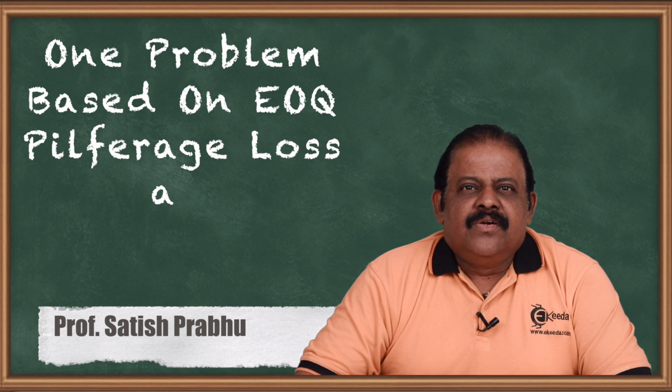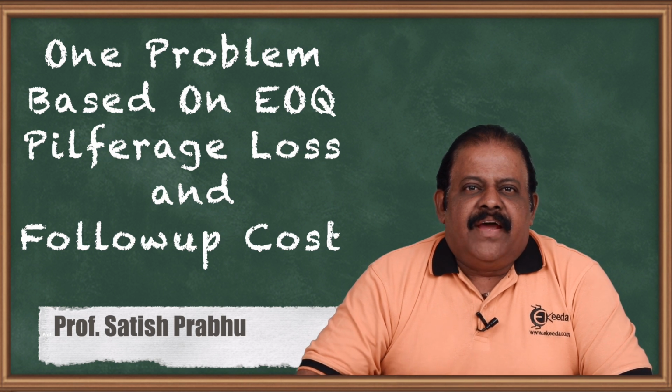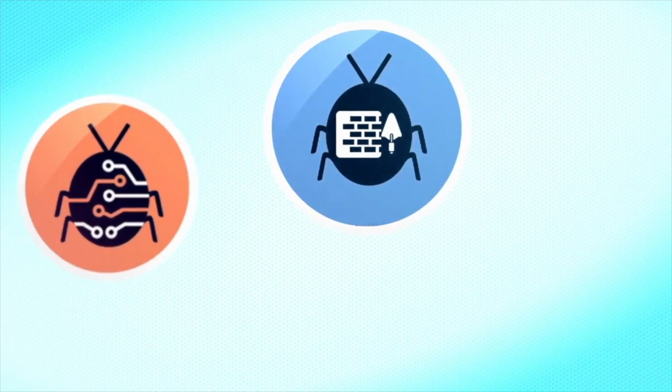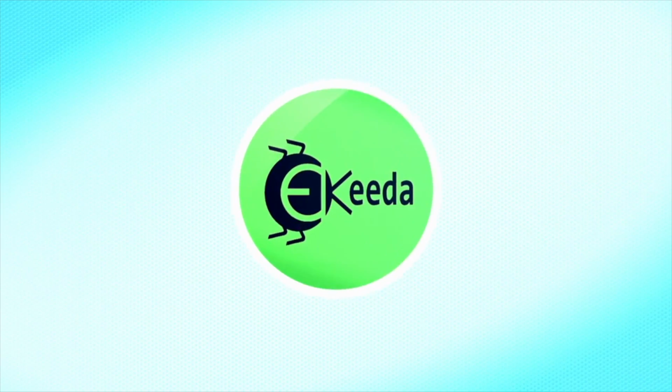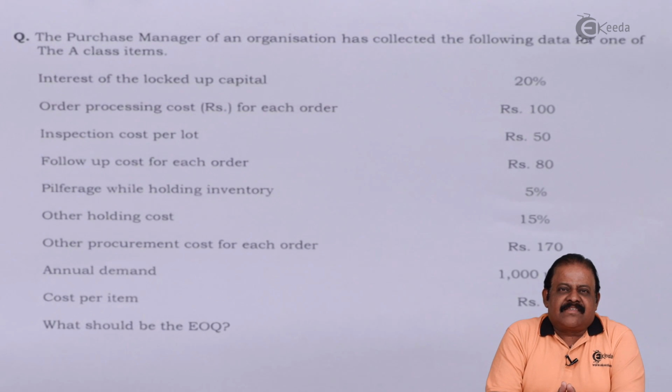Hello friends, today we'll do one question of economic order quantity where we are having some typical items in the question. Let us try to understand it. We'll go for reading the question.